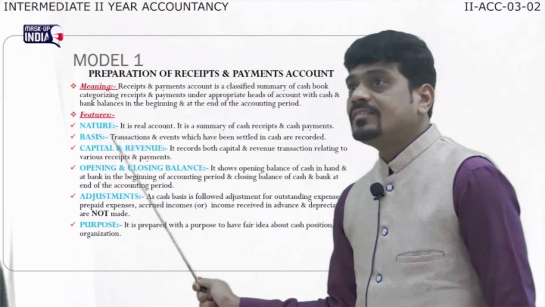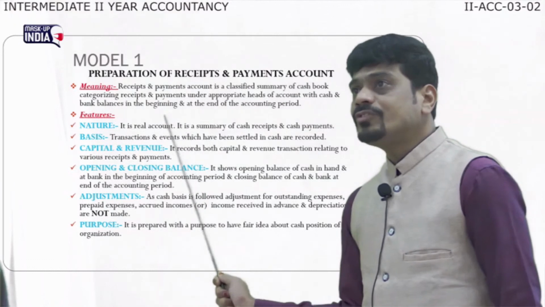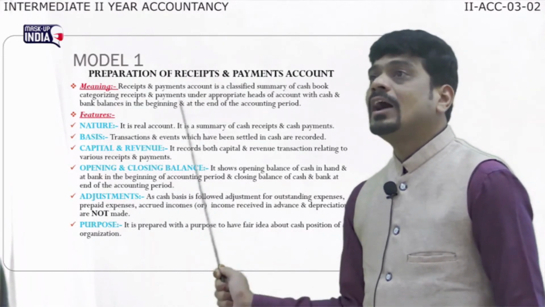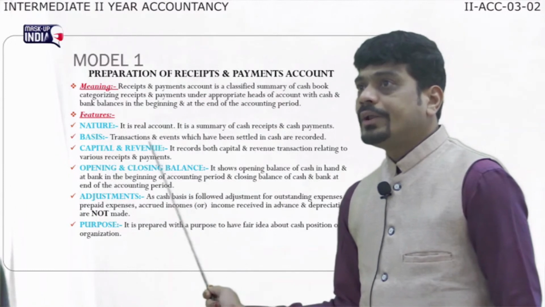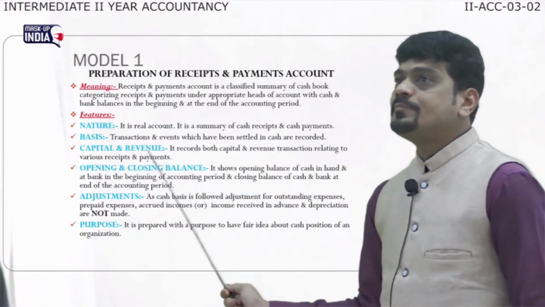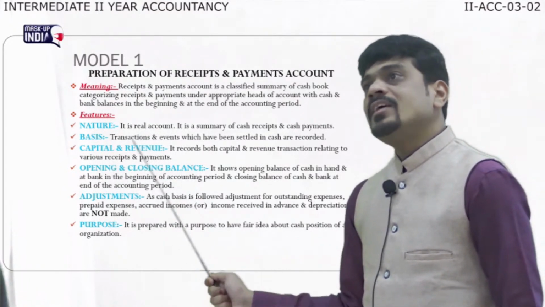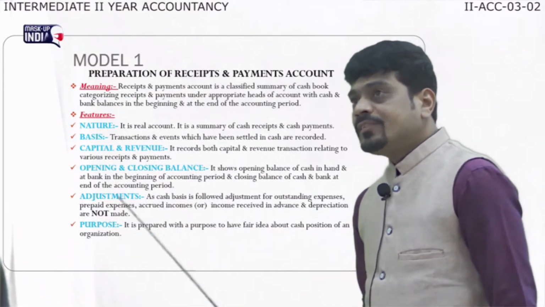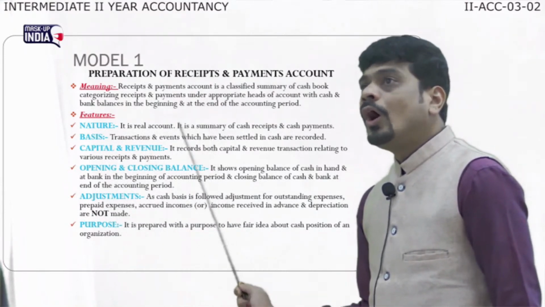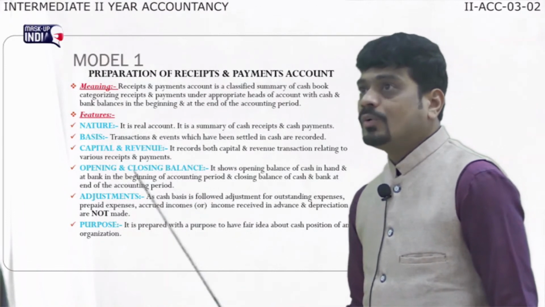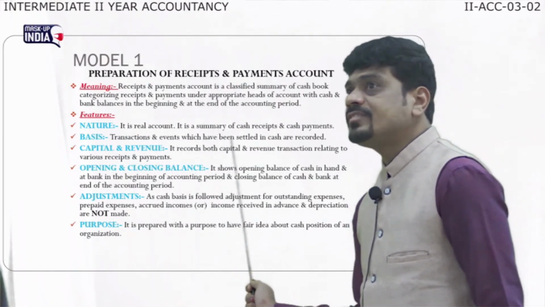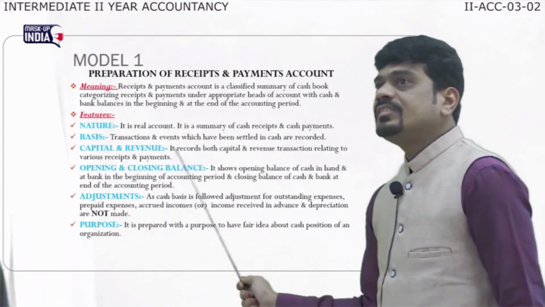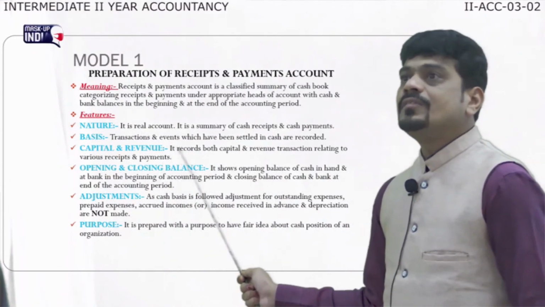Please do keep in mind, only those transactions which are in the nature of cash are recorded. And here, while preparing the receipts and payments account, both capital as well as revenue, in the sense capital receipt, revenue receipt, capital expenditure, revenue expenditure, all are recorded in the receipts and payments account. Once again, all the cash receipts are recorded on the debit side, all the cash payments on the credit side. In that context, we record all the transactions irrespective of their nature.